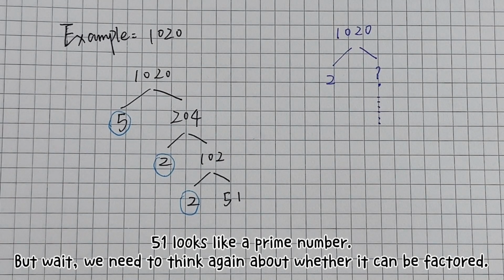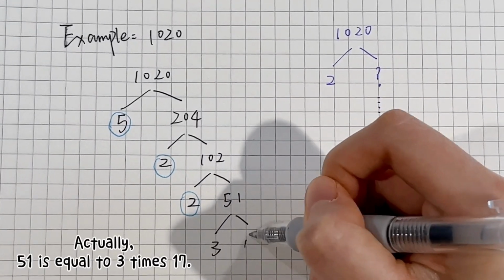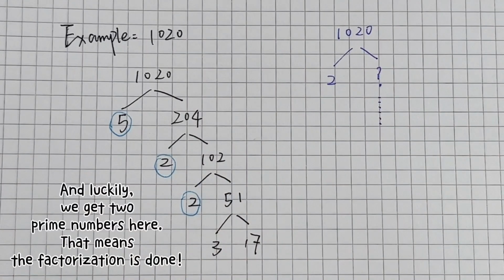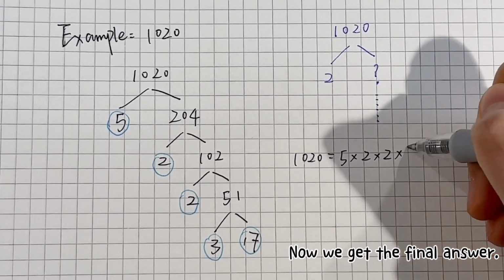51 looks like a prime number, but wait, we need to think again about whether it can be factored. Actually, 51 is equal to 3 times 17, and luckily, we get 2 prime numbers here. That means the factorization is done. Now, we get the final answer.